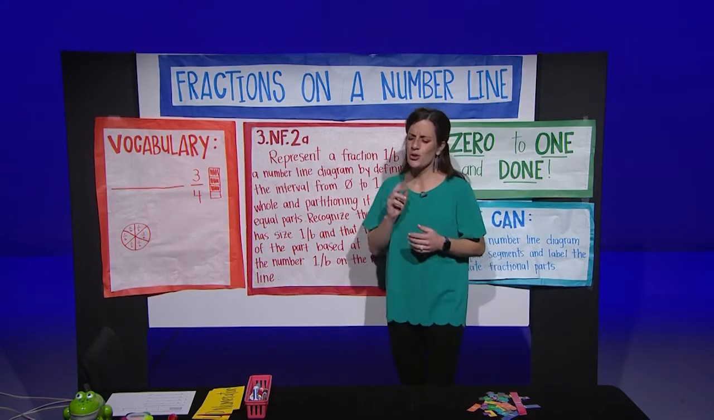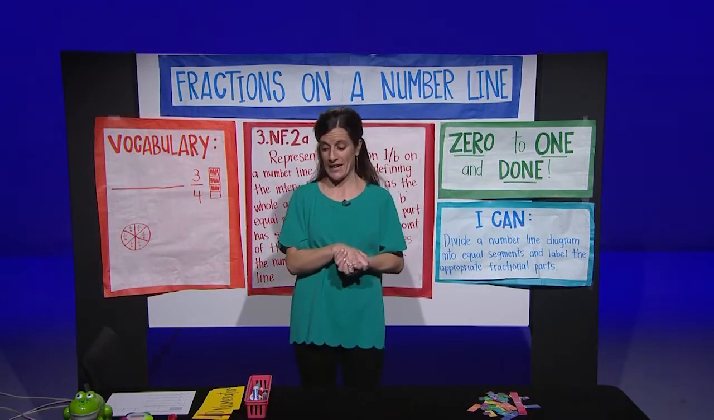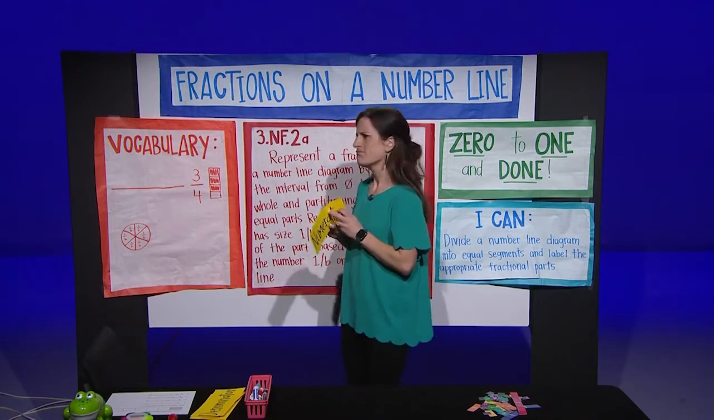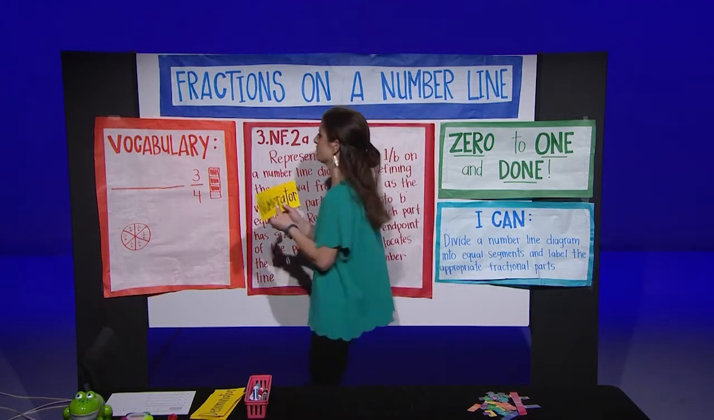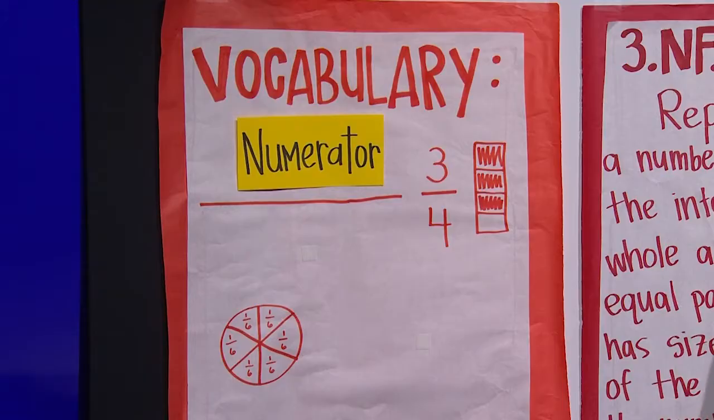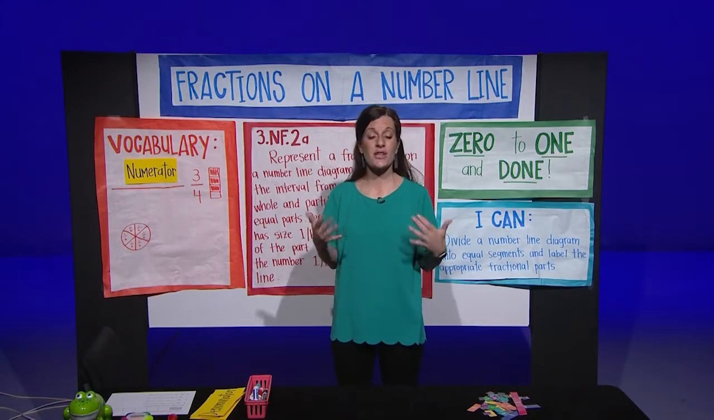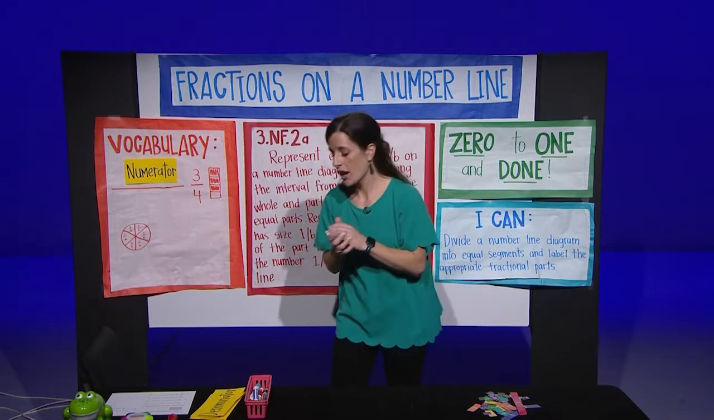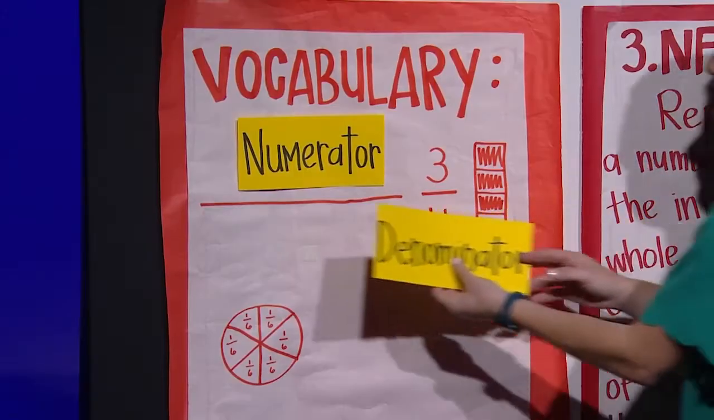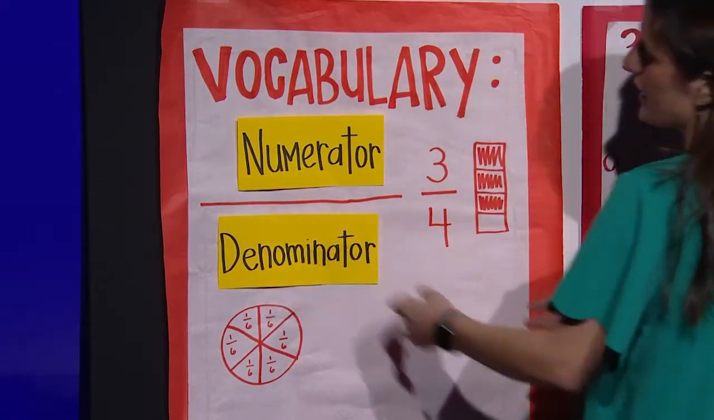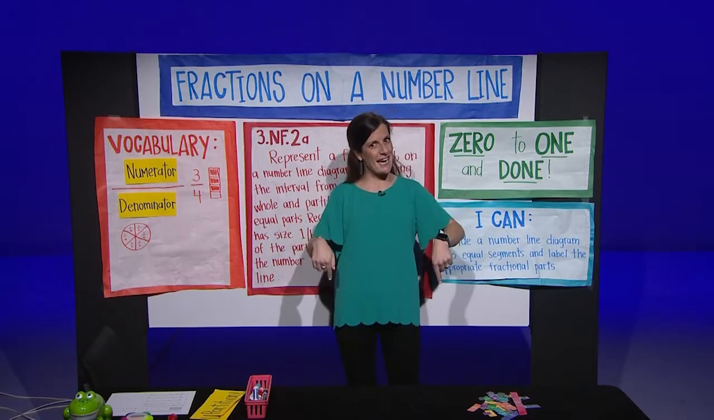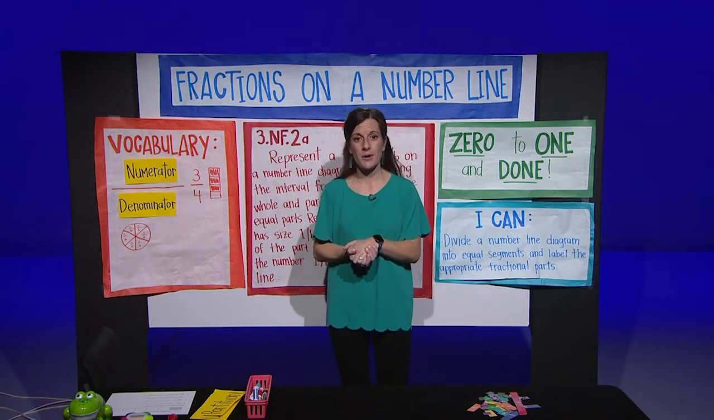Now, two words stick out to me at the beginning of this: numerator. Do any of you know what a numerator is? A numerator is the top number in a fraction. I like to refer to it as numerator north. Now the other word is denominator. Our denominator, as I like to refer to it, denominator down, is the number at the bottom.